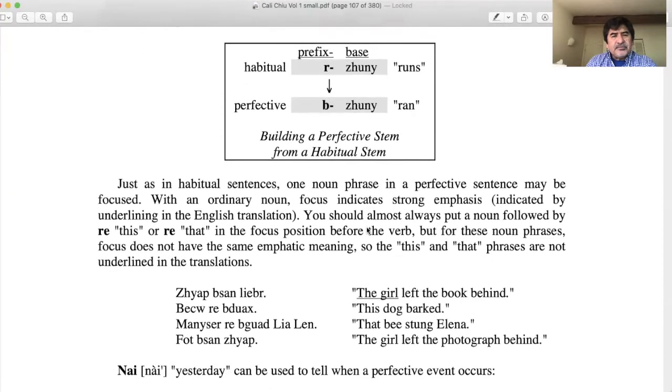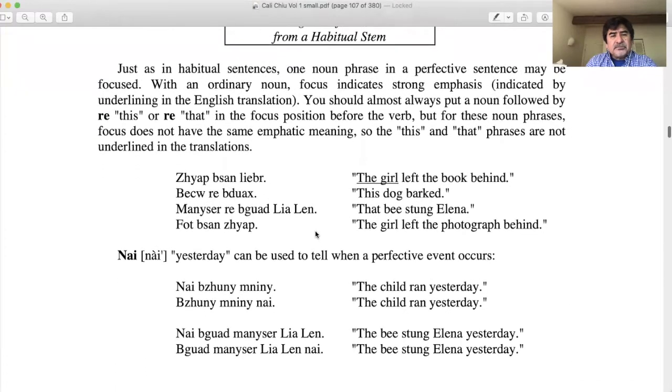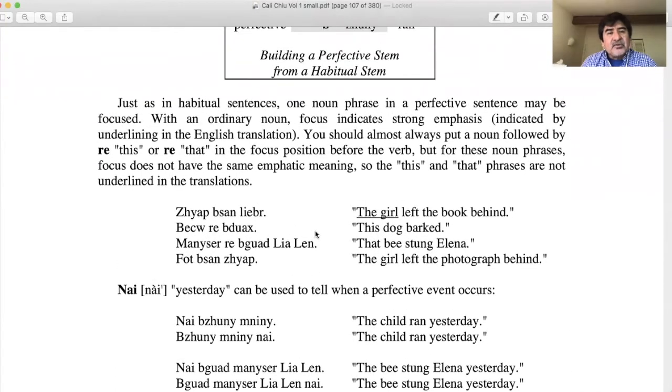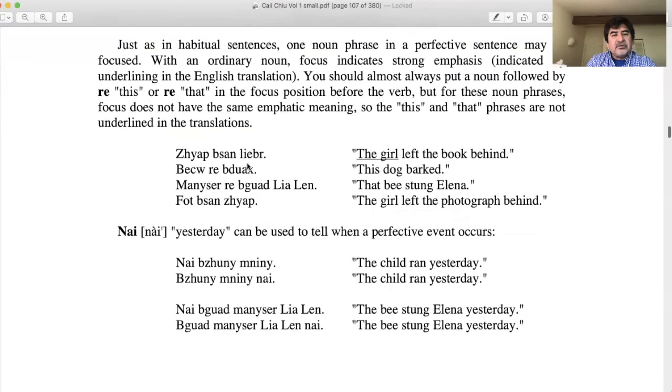So now we're gonna do, as you guys know by now, that we learn about the focus sentences, focusing typically in an answer to a question. As we just looked at it on the habitual form, now you can also do it on the perfective form. So here, the girl is the focus, left the book behind. So typically it would be an answer to a question like, who left the book behind? The girl left the book behind, right? So it is the girl.